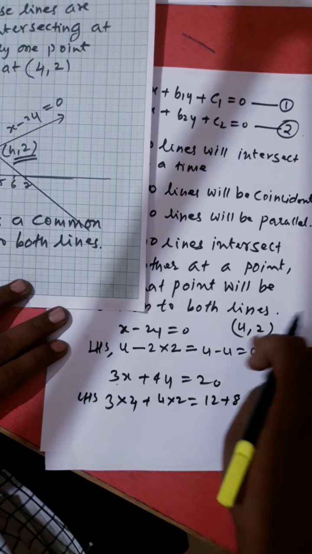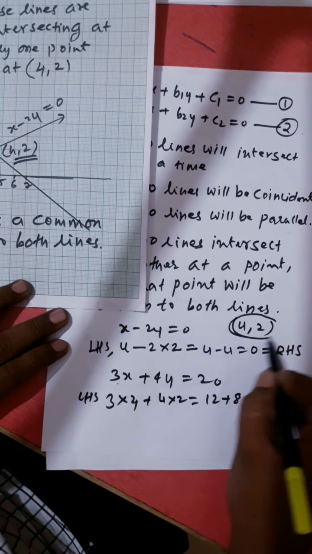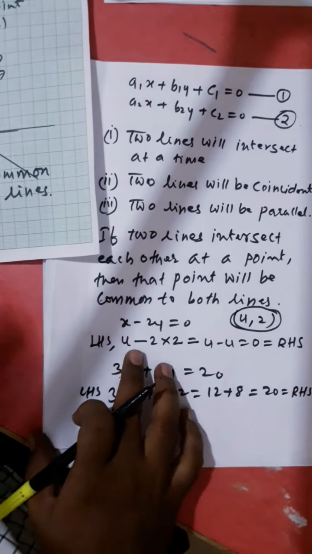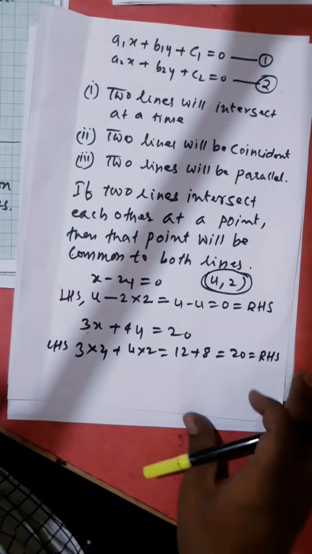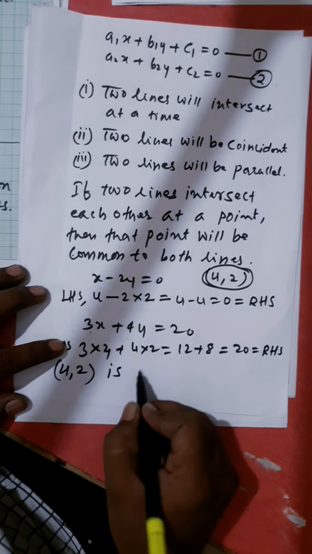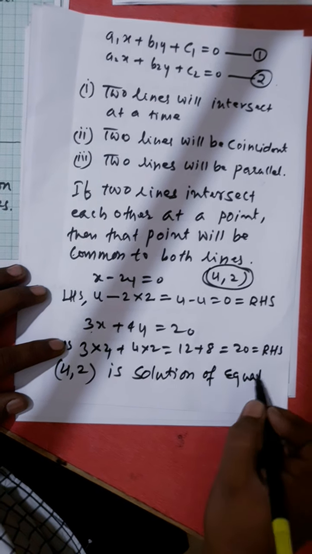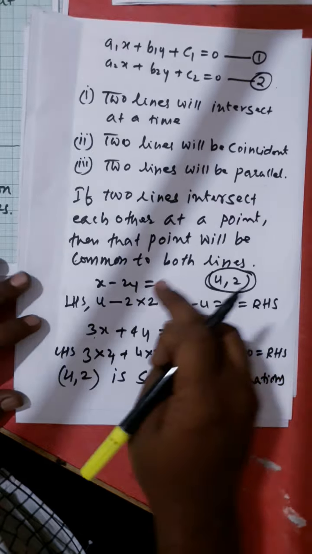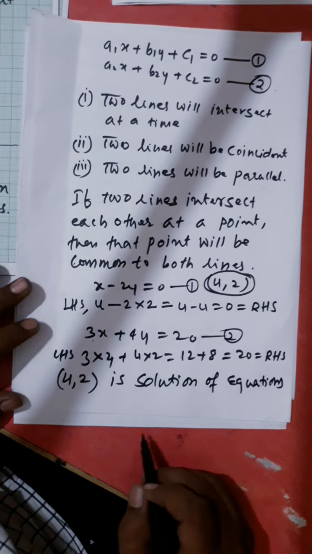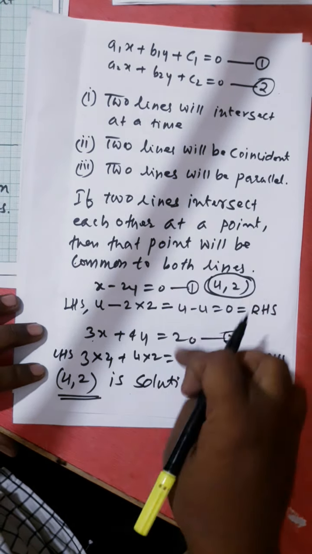Since this is the one and only one point where the two lines are intersecting, and this set of values of x and y is satisfying both the equations, we say that 4 comma 2 is a solution of this set of equations. For the equation number 1 and the equation number 2, 4 comma 2 is a solution because it is satisfying both the equations.